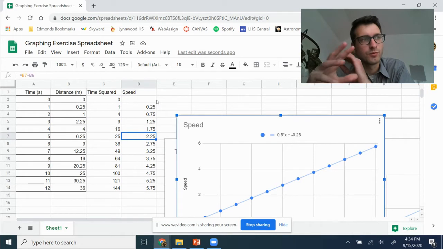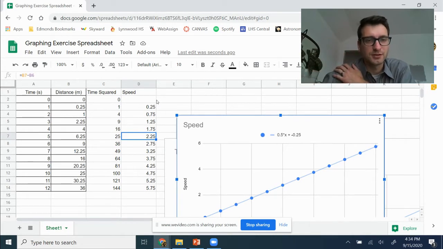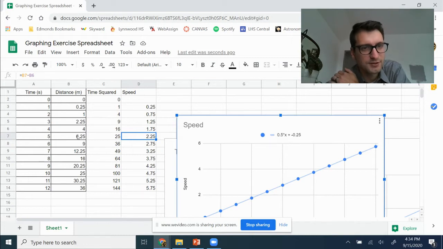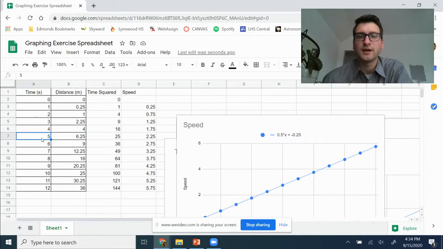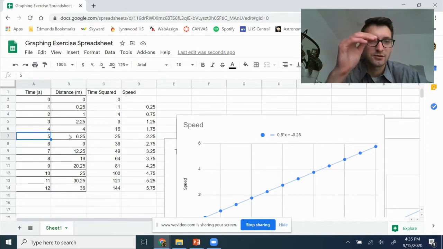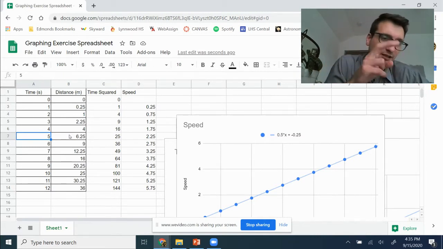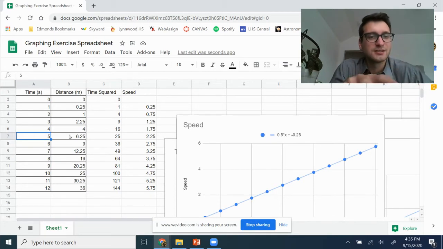One of the questions asks for the average speed. So the average speed at 5 was just simply take your 6.25 and divide by 5 seconds, because it goes 6.25 meters in 5 seconds. That would give you the average speed for the first 5 seconds, because you're looking at the first 5 seconds holistically. The next question says, what is the instantaneous speed?